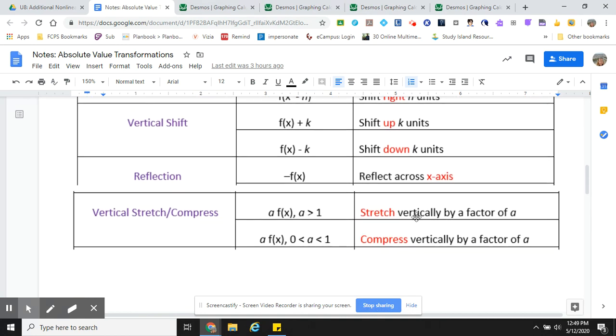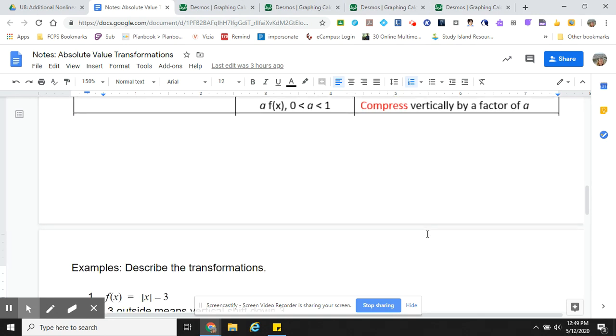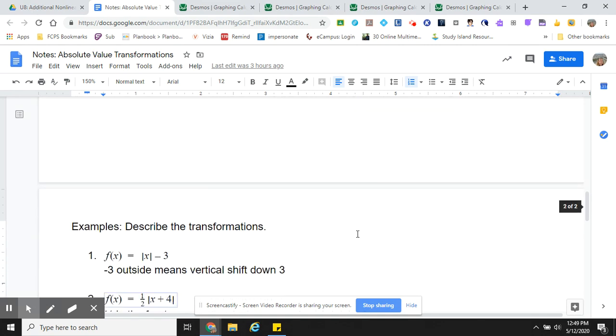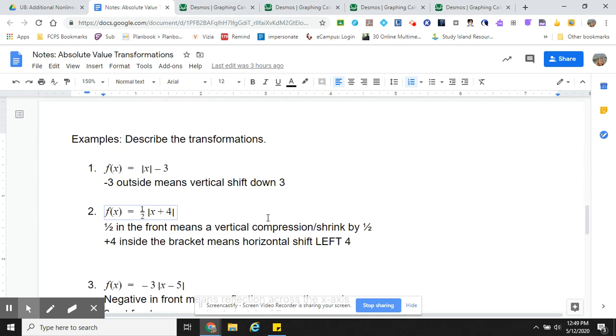So if a is bigger than 1, it's a vertical stretch. If a is between 0 and 1, it's a vertical compression. So those are your fractions. So I did several examples here for you, and you can actually download these notes and print them or copy them, whichever works for you.